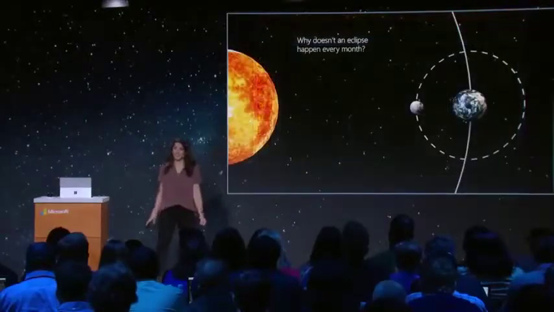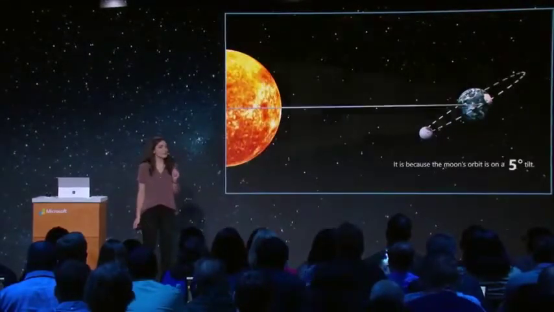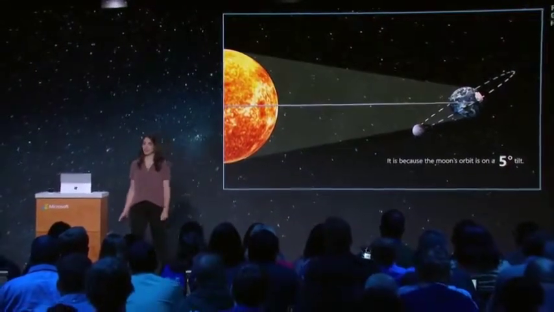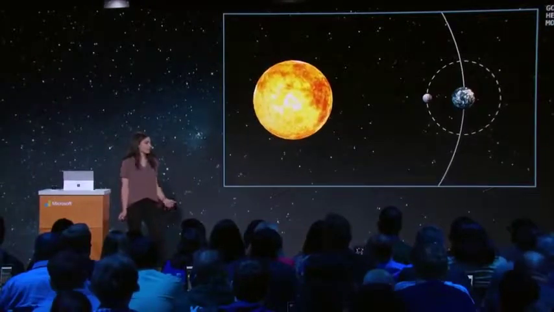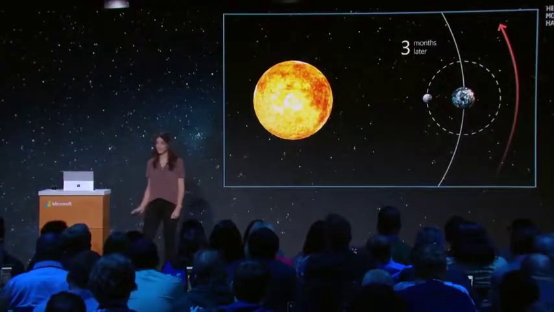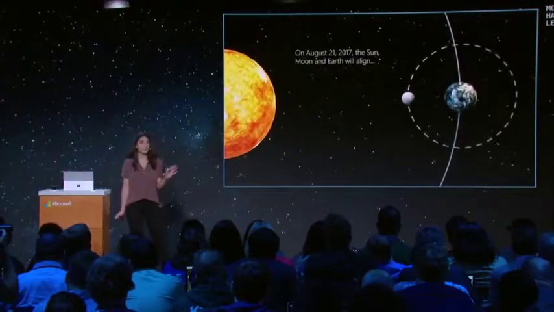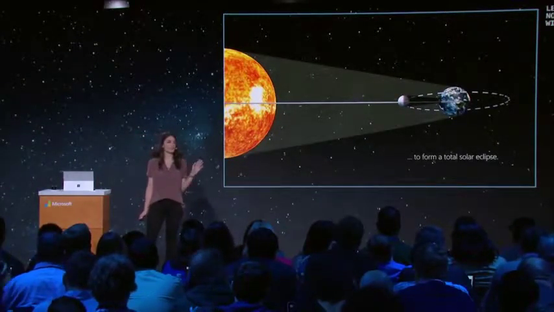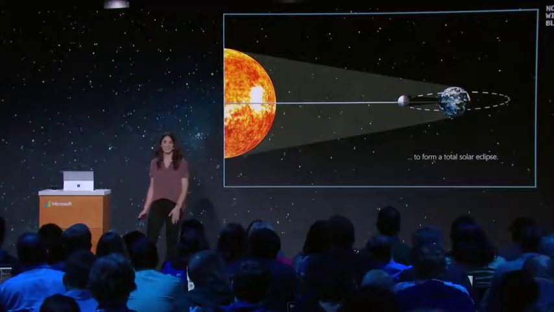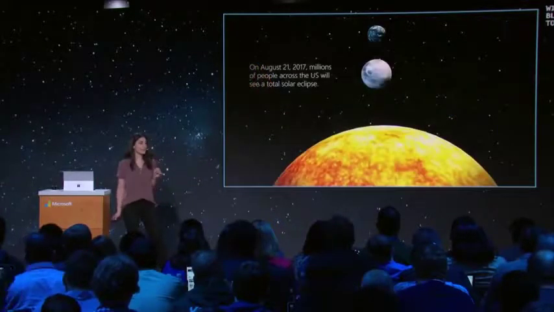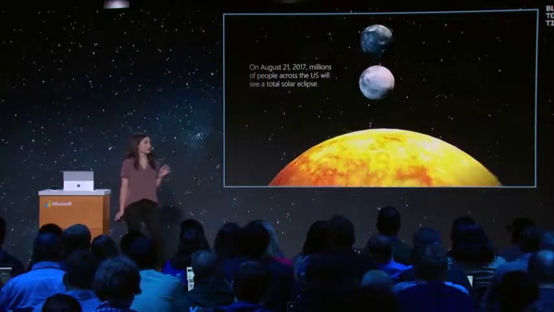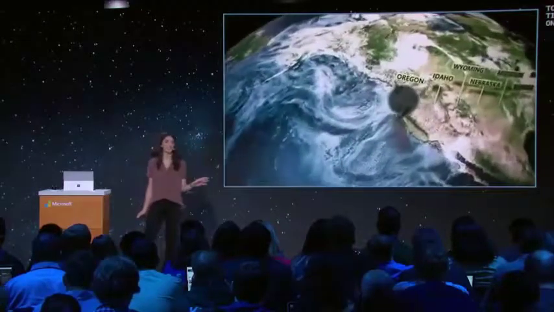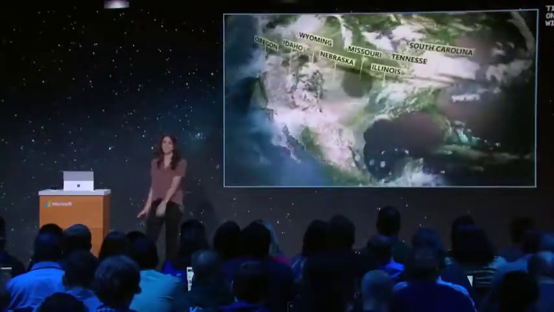I finished the entire presentation earlier, so let's go ahead and take a look at it. Here we go. Because of the Moon's orbital tilt, we don't have eclipses every month. But let's fast forward 3 months. Now, the Moon's orbit will align with the Sun and the Earth to block the sunlight and cause a total solar eclipse. The next time this is going to happen is on August 21st, when an eclipse will travel across the United States from the west to the east coast.